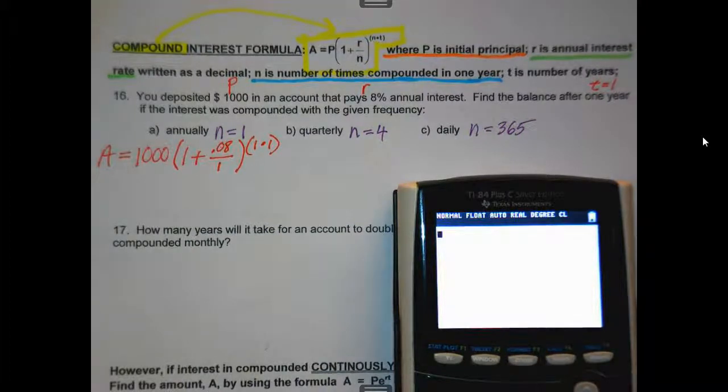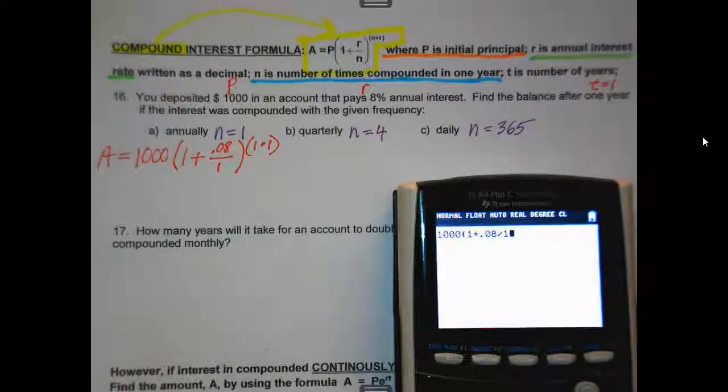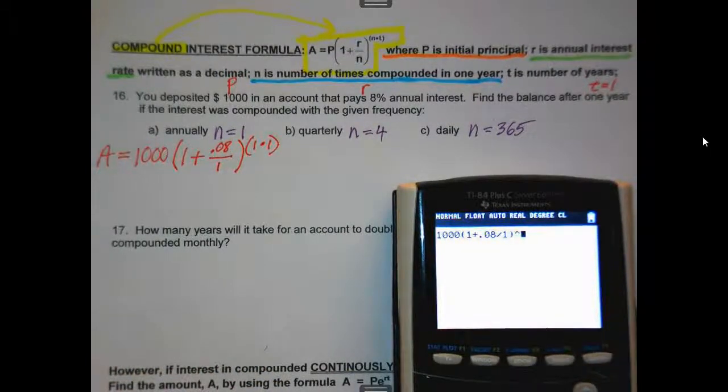Okay, so I have 1,000 times 1 plus 0.08, the legal limit for drinking and driving, divided by 1, raised to the 1 times 1, and I get 1080.